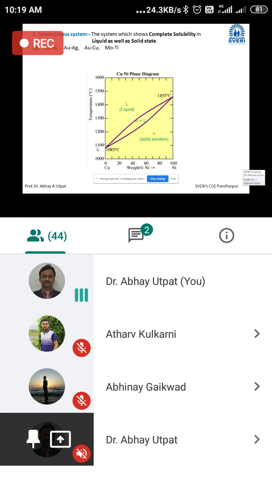In between, the color of both the lines is the same, purple. In yesterday's class, I intentionally used red color and blue color. The upper line is called the liquidus line. The bottom line is called the solidus line. So above the liquidus line, all liquid. Below the solidus line, all solid. And in between, solid plus liquid. In between, you have alpha plus L written.